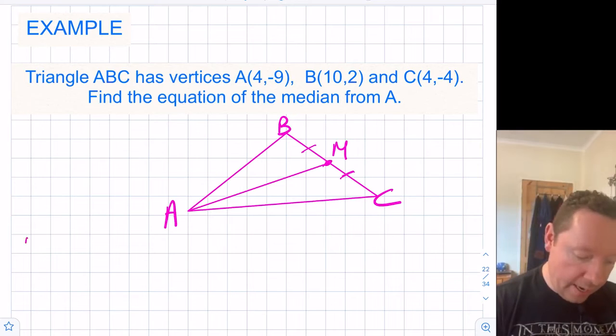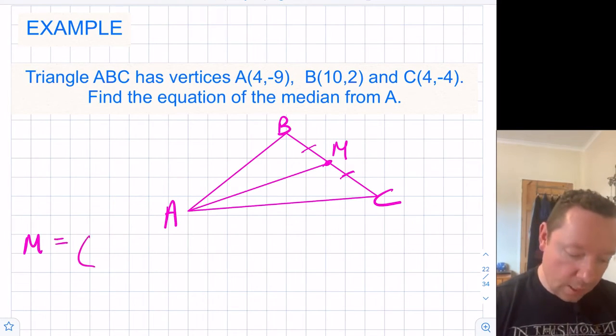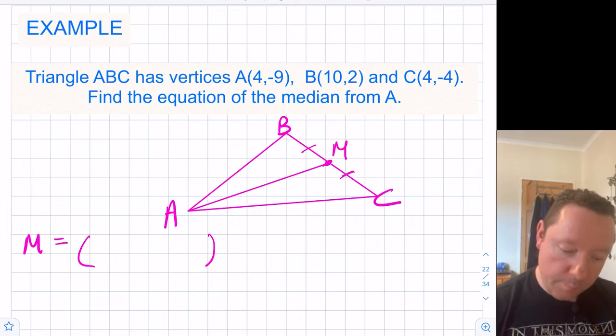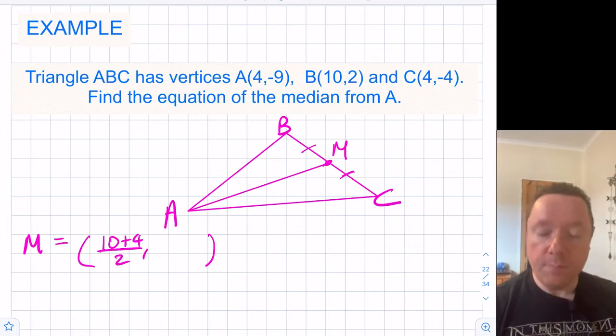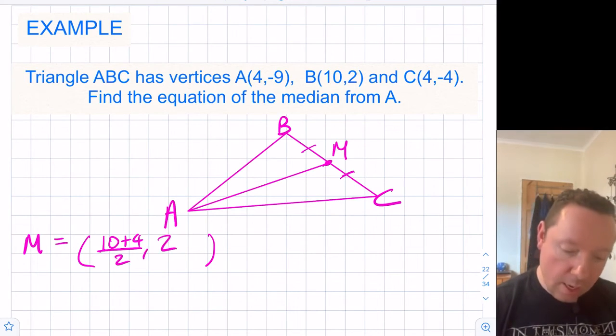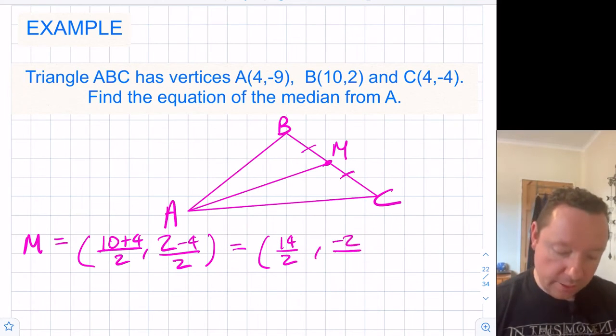So to find M, it is going to be using the midpoint formula. So we've got B is 10 and then C is 4. So 10 plus 4 divided by 2. And then for the y parts, we've got 2, and for C, we've got minus 4, divided by 2 as well. 10 plus 4 is 14 divided by 2. 2 minus 4 is negative 2 divided by 2.